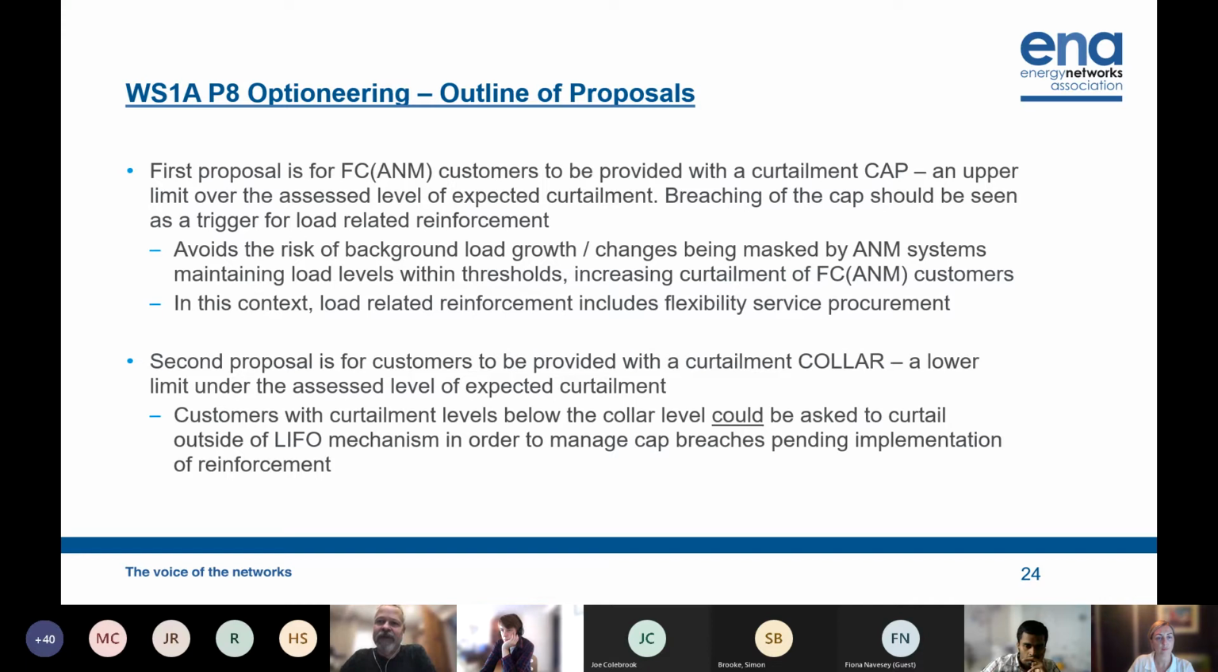The first proposal, quite straightforward, I guess, is to potentially provide customers with a curtailment cap. So when they sign their connection agreement under flexible terms, they are given a maximum amount of curtailment that they will experience, with the DNO picking up effectively the cost of having to do reinforcement in order to get over the curtailment that goes over that cap.